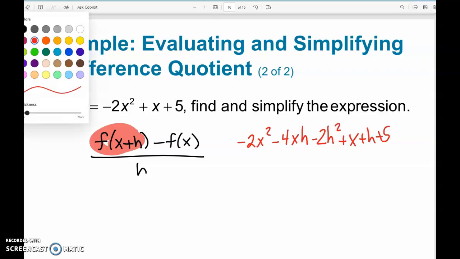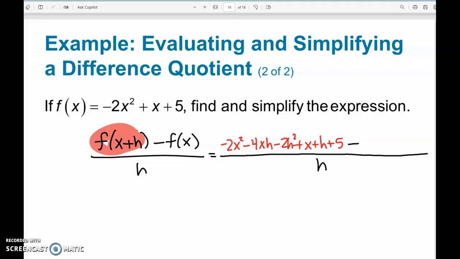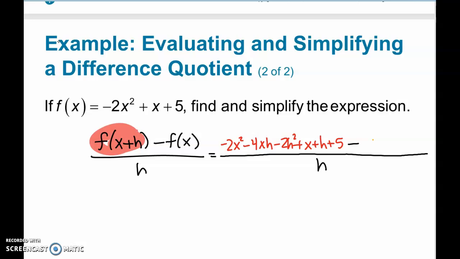And then I still have the h on the bottom, and then this will be minus. Let me give myself some additional room here. Hold on. So I erase that to condense it a little bit. And now I have to put f of x here. F of x is negative 2x squared plus x plus 5.